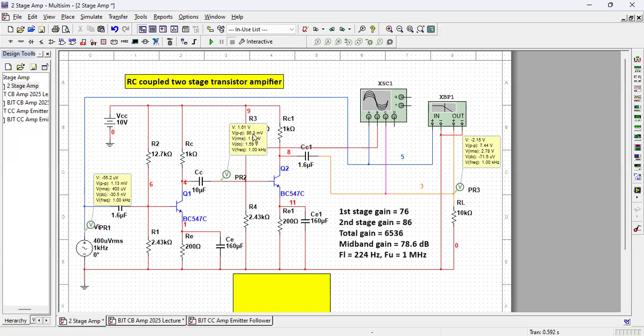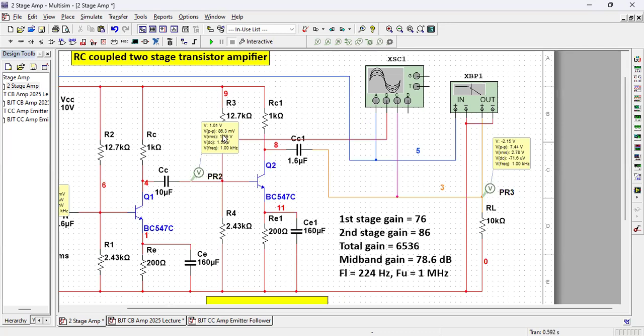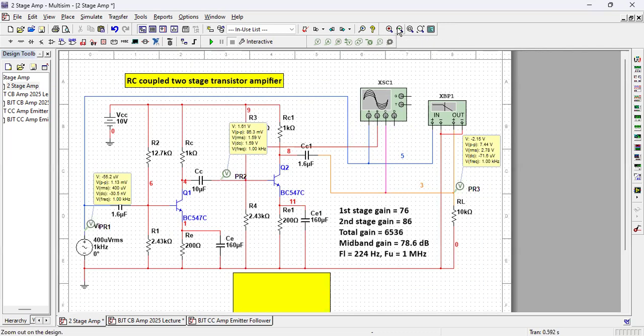Output of the first stage here is 86.3. Let me zoom in a little bit, but this doesn't get zoomed. This is 86.3 millivolt peak to peak. This is 1.13 millivolt peak to peak.